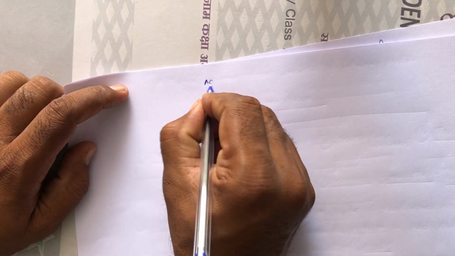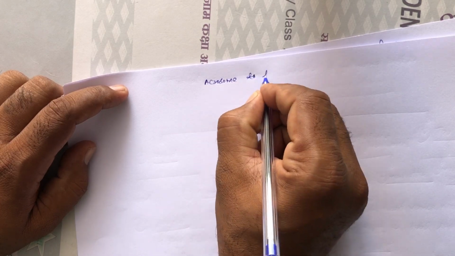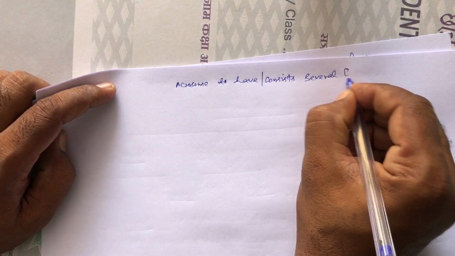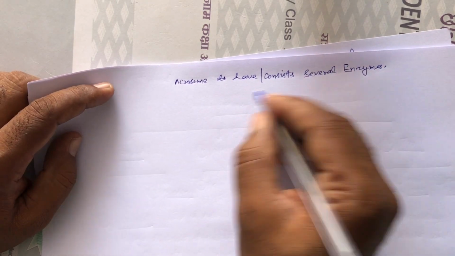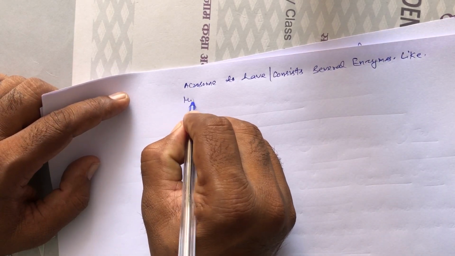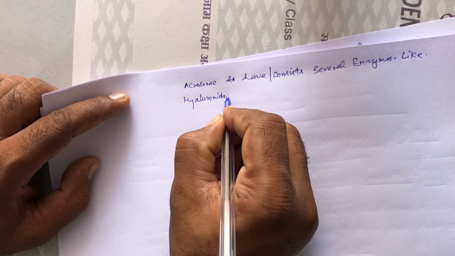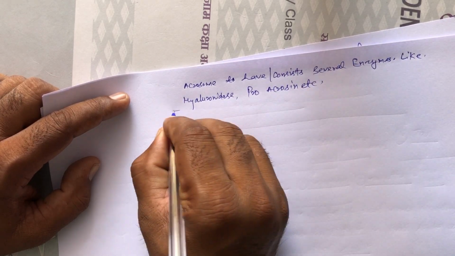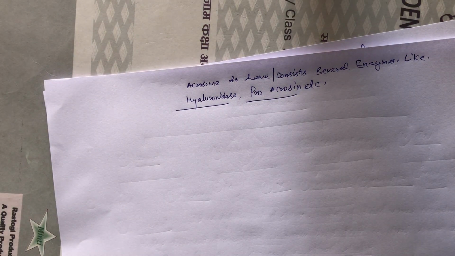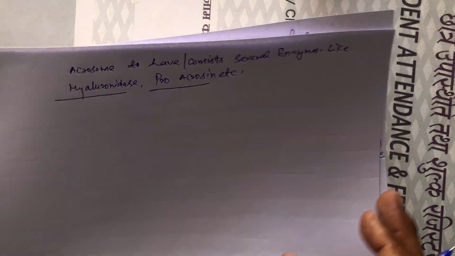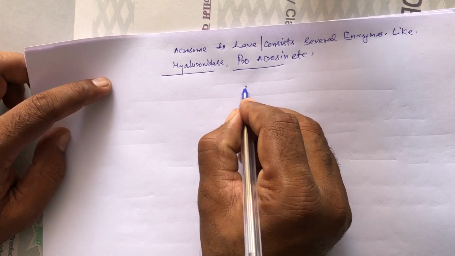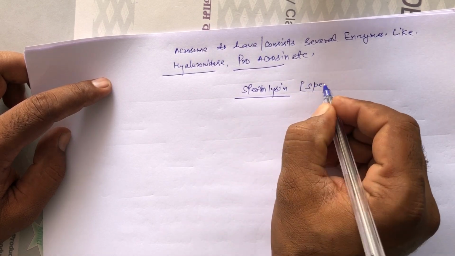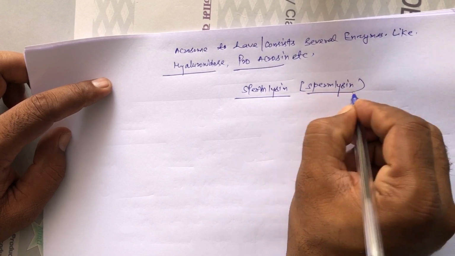Next, the acrosome consists of several enzymes like hyaluronidase, catechin, proacrosin, acid phosphatase, acrosin. Combined, we call them sperm lysin. Sperm lysin means a combination of several enzymes of the acrosome.